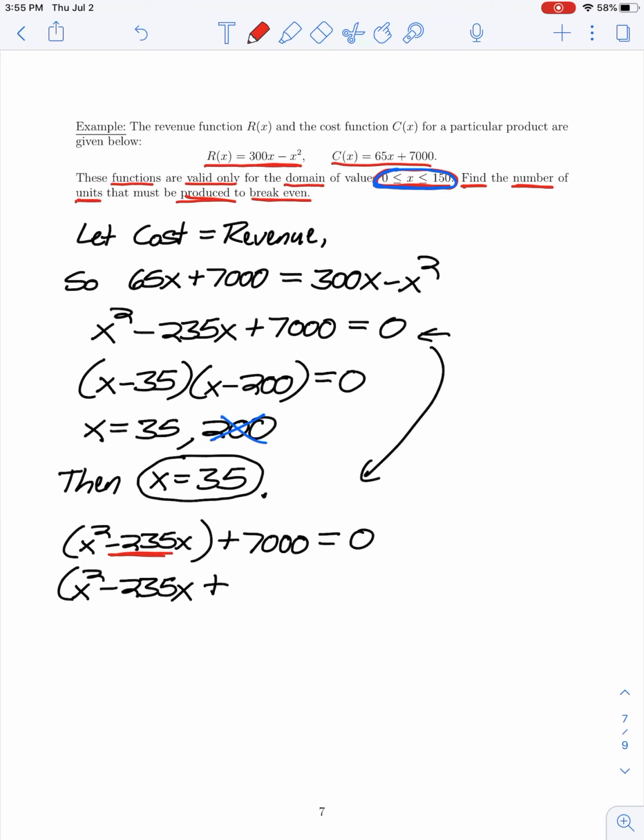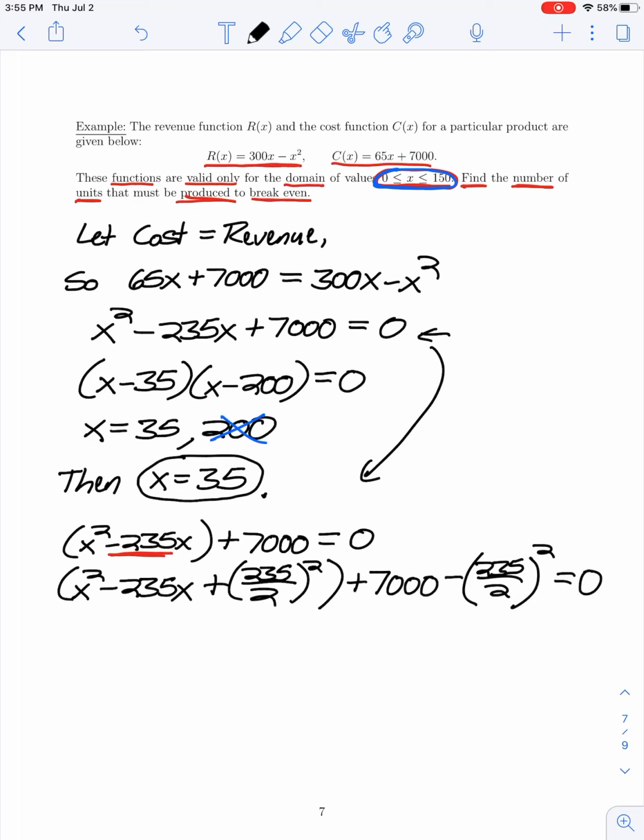Now half of 235 isn't a nice integer value, but I could write it as 235 divided by 2, and I would square that value. And that's the constant I would want to add on the end. Now I still have my plus 7,000, and I would then have to subtract the same constant that I added, 235 over 2 squared, and that would be equal to 0.